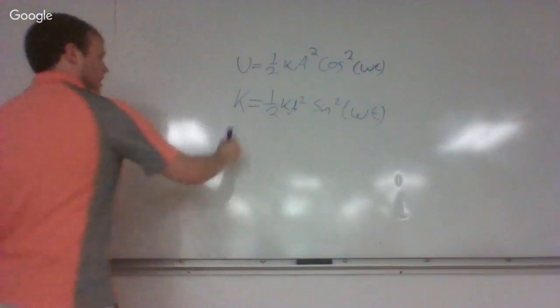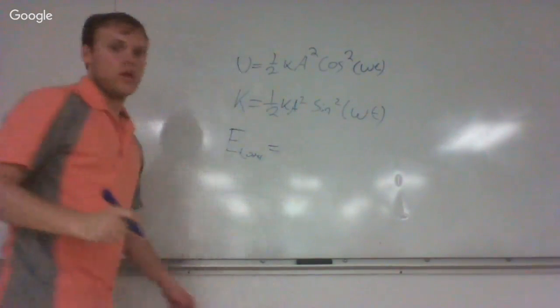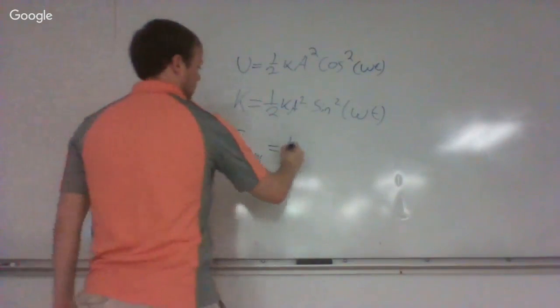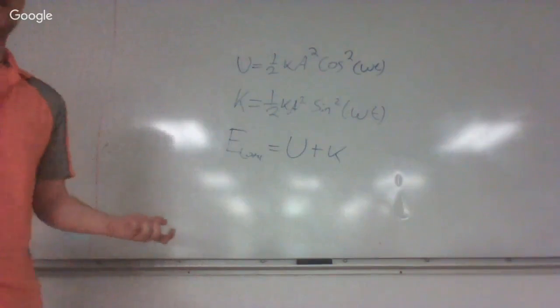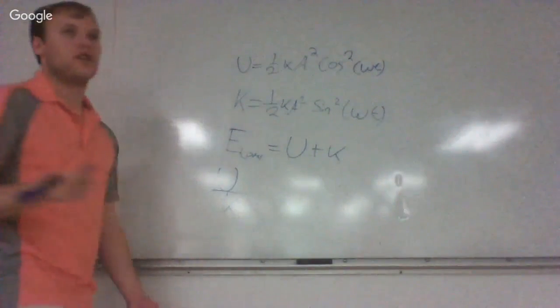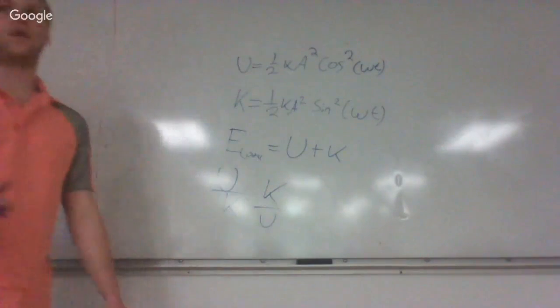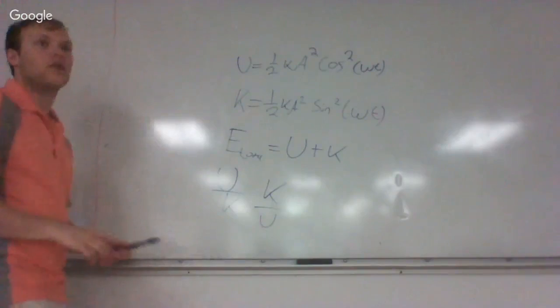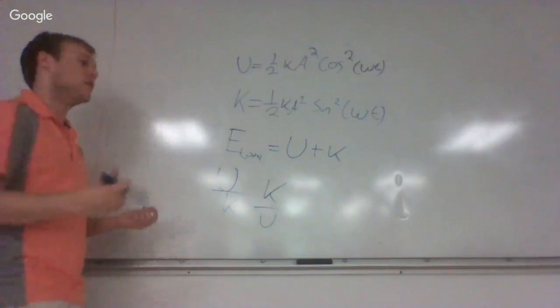All right, and then if we wanted to find the total energy, that has to equal the potential plus the kinetic. And if you wanted to find maybe the ratio of potential to kinetic, or the ratio of kinetic to potential, or if you're told the total energy and you were asked to find the ratio of potential.